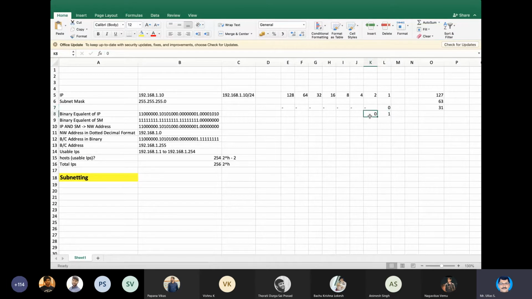Suppose I'm using /31, out of 32 bits. Okay, see, the subnet mask here I have used /24, right? Instead of that, I'm using /31. If I'm using /31, only the last LSB bit I can have for my IP address. It will be 0 and 1.